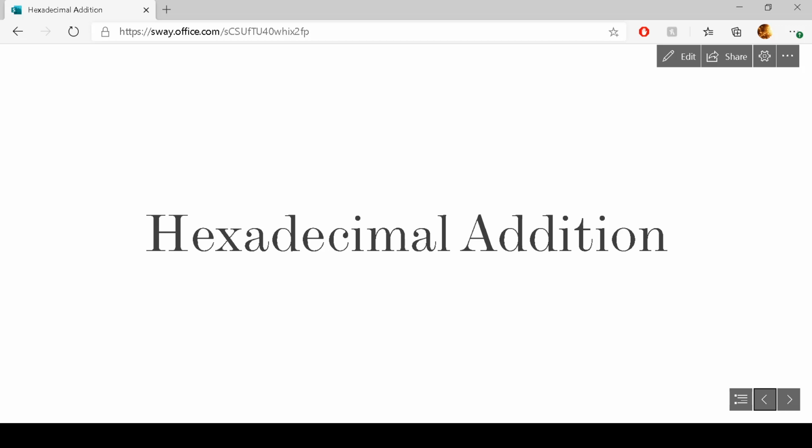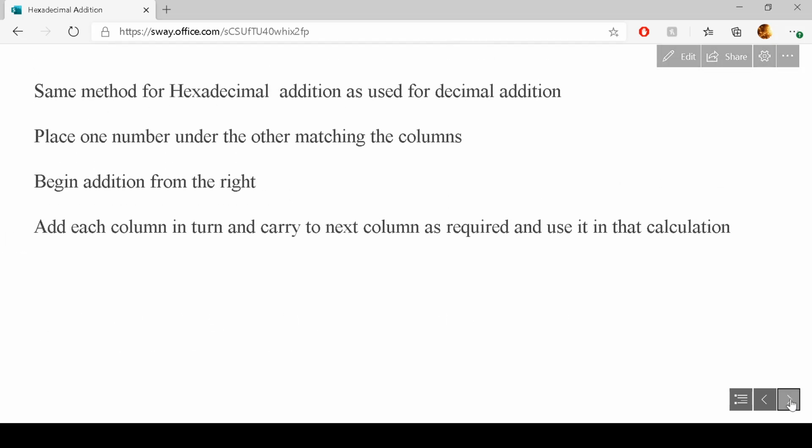Today's topic is hexadecimal addition. The method that we use to do hexadecimal addition is the same method we use to do decimal addition. We place both numbers one under the other and match the columns. And then, starting from the right-hand side, we proceed with the calculation, adding the numbers up as we go.